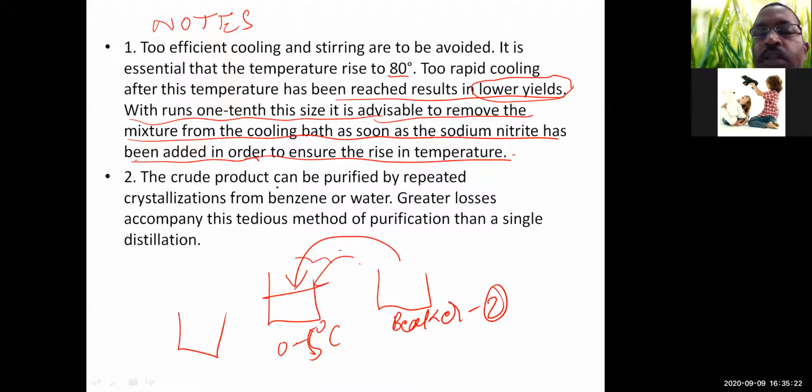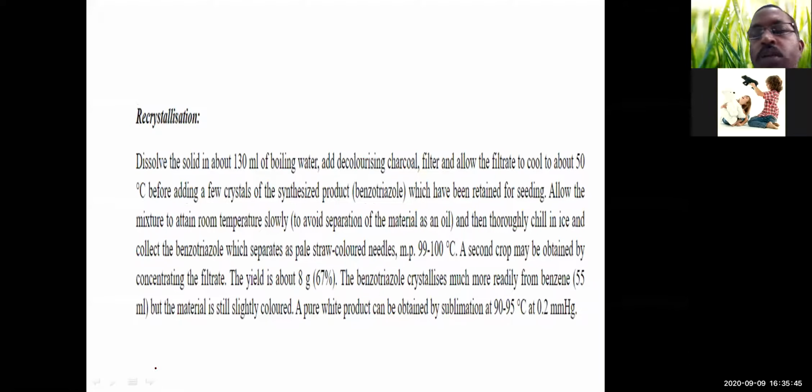The crude product can be purified by repeated crystallizations from benzene or water. Greater losses accompany this tedious method of purification than a single distillation. So here we have seen that one method of purification is the distillation method, and the other is recrystallizing from water.